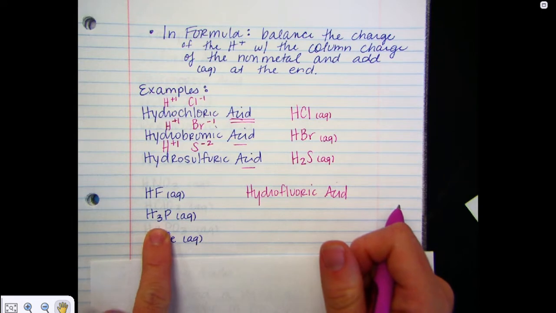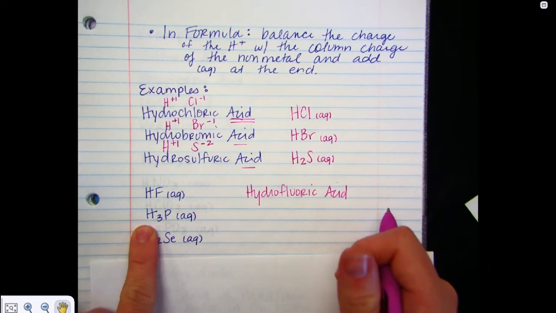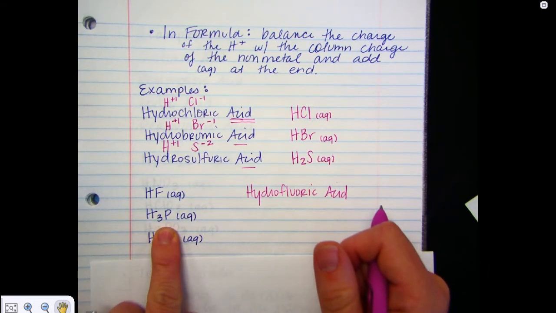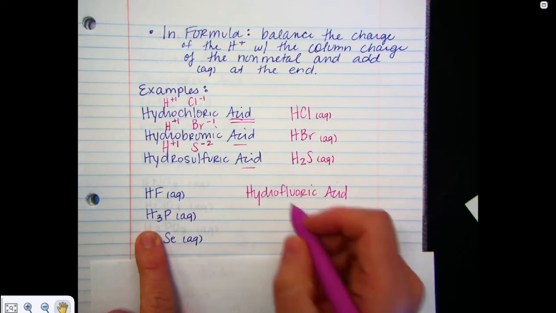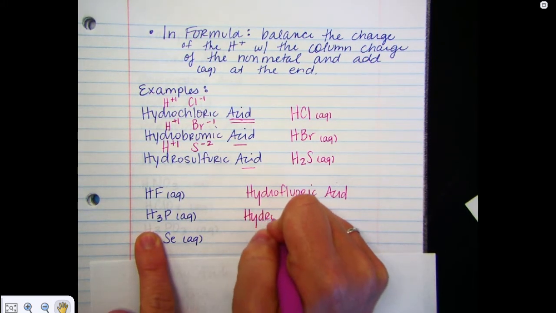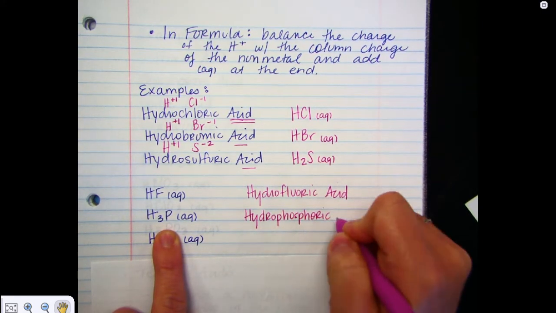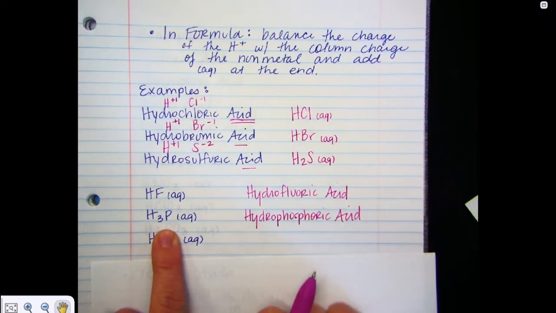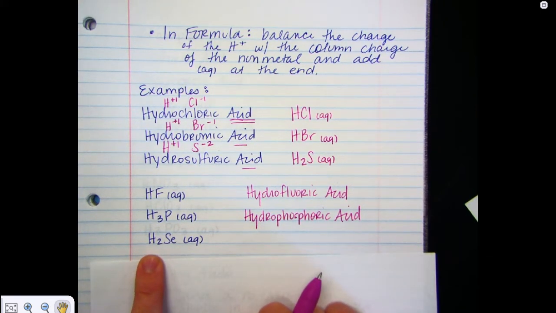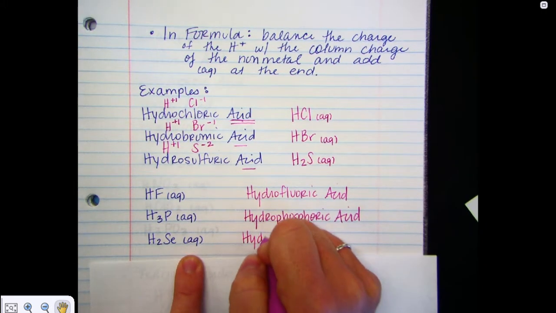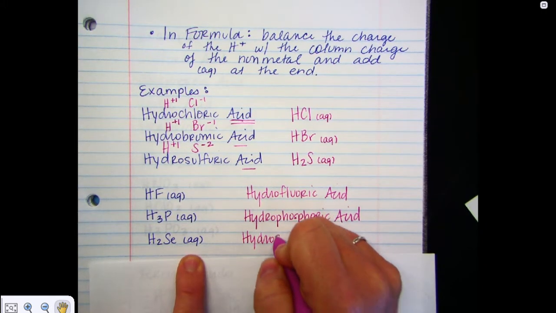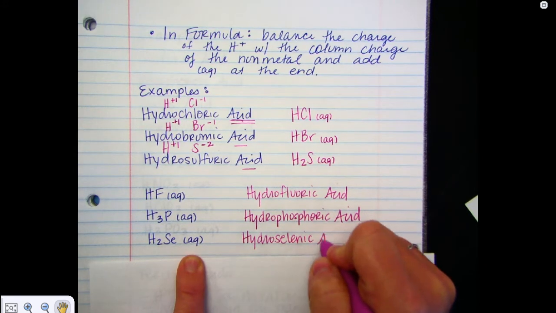All right, H3P. Again, hydrogen, non-metal, phosphorus. AQ tells me it's an acid. So this is going to be hydrophosphoric acid. And the last one here, H2Se(aq). So hydrogen, a non-metal, with AQ. So definitely dealing with an acid. Hydro, Se is selenium, so hydroselenic acid.